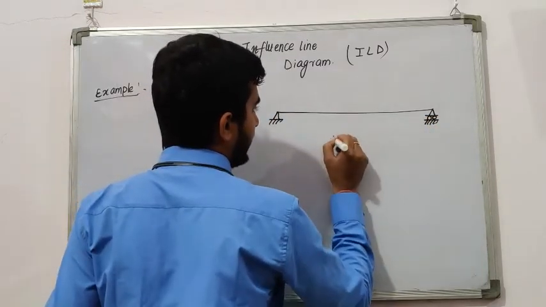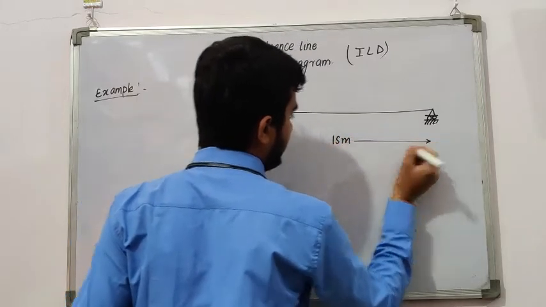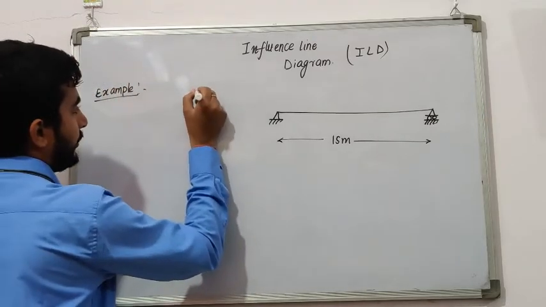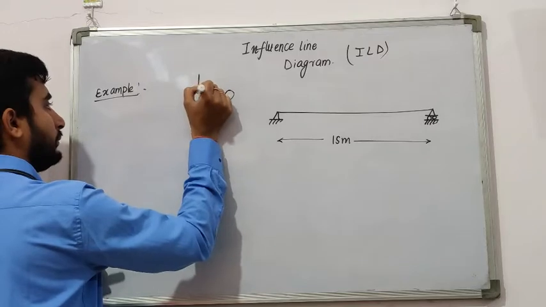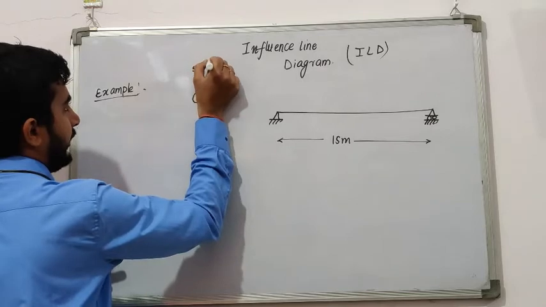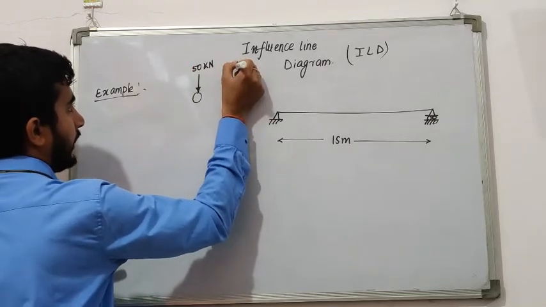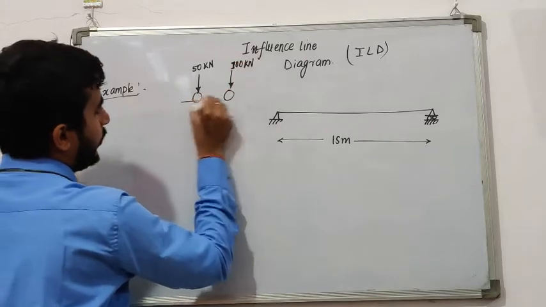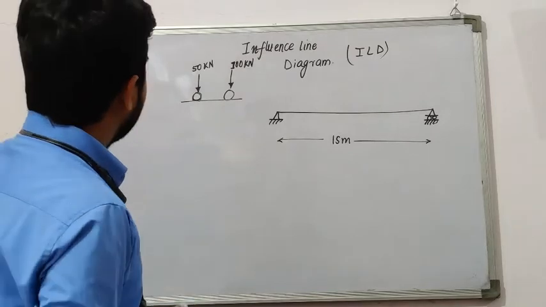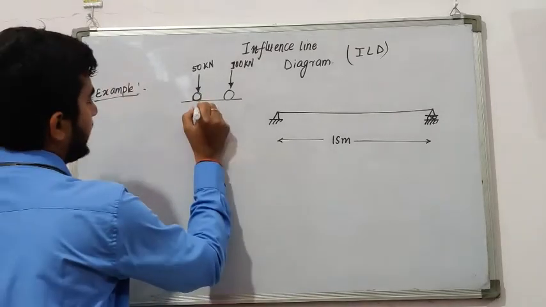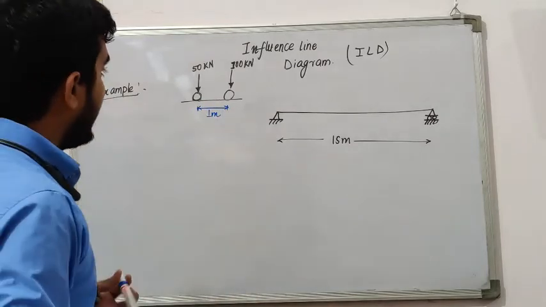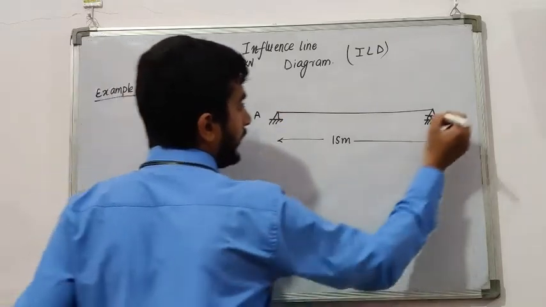So this is the distance of 15 meter, and this is my load system, I am showing it separately. Moving load, this is 50 kilonewton, this is 100 kilonewton. These are not any book questions, these are what is running through my mind right now. So this is the load condition, and the distance between these two is 1 meter. Fine. This is A, this is B.